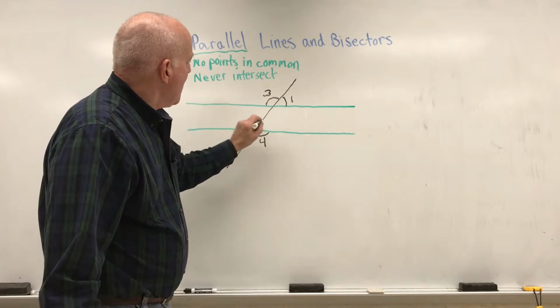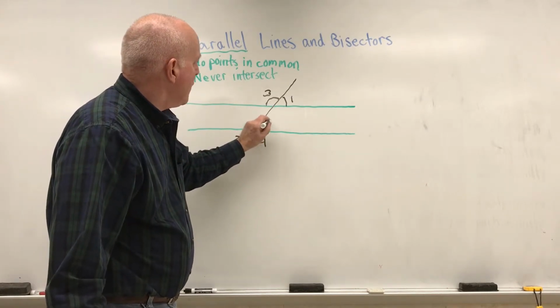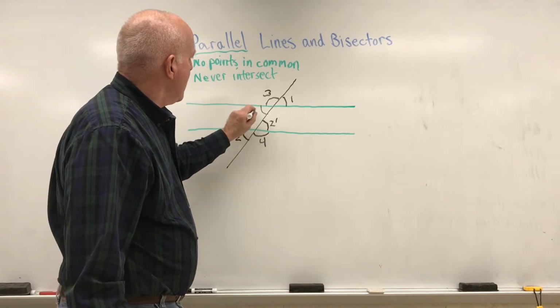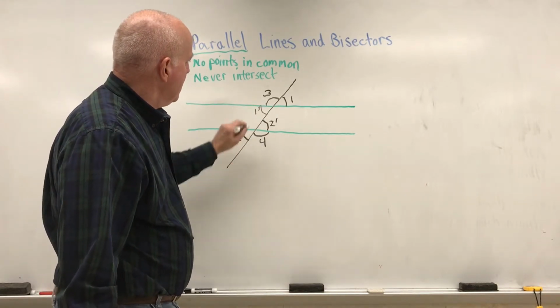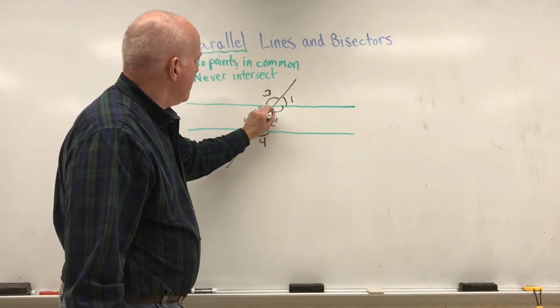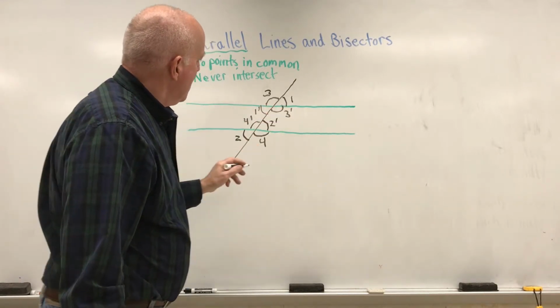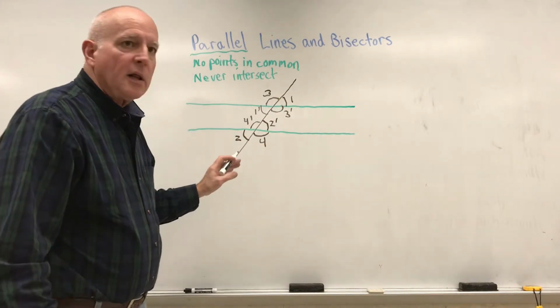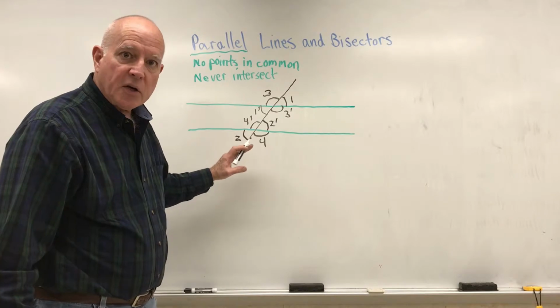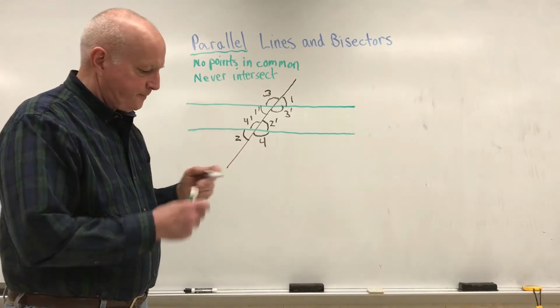And that 2 prime is the same as 2. And 1 prime is the same as 1. 4 prime is the same as 4. And 3 prime is the same as 3. Because the lines are parallel, they have common angles for the bisector that goes through both lines.